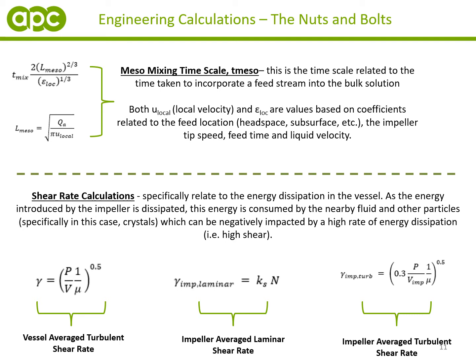In addition to the previous calculations, we have the equations for the mesomixing time scale, which is related to the local velocity. This is typically based on coefficients related to feed location, whether it's headspace or subsurface addition, the impeller tip speed, feed time of your anti-solvent or reagent, etc. And then what's shown on the bottom there are some of the equations used for the shear rate calculations. In general, these are related to the power input per unit volume, the viscosity of the solution, and the stir speed being used in the reactor.